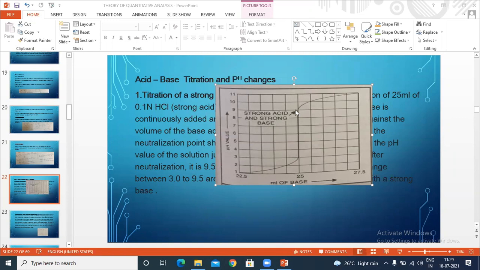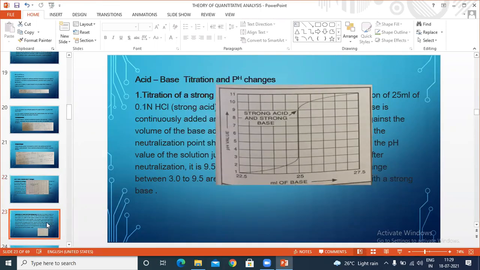Once it reaches there, there is no more neutralization, and we can observe only base present in the conical flask, because whatever HCl was present has completely reacted with the base. So we can expect sodium chloride and water. Once it reaches a pH of around 9.5, the complete HCl has been converted to sodium chloride and water. If you add more sodium hydroxide, the increase in pH is because of only sodium hydroxide, which is a strong base.